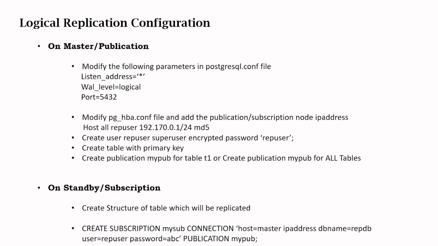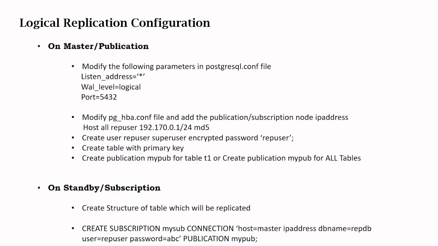Next, let us see the configuration required on the master as well as the standby, or you can say the subscription. On the master, we require listen_addresses set to star, so that it can listen on all IPs. The second configuration is wal_level, where we have to use logical. Then the port is 5432, and the main setting is to modify the pg_hba file. This is the same setting which we used for streaming replication. Then we have to create a user with superuser rights, which will be used for replication.